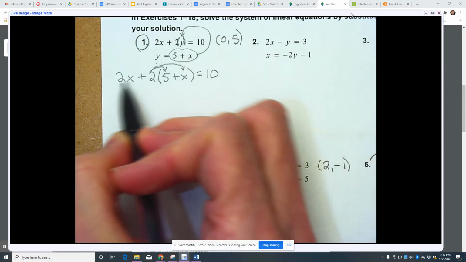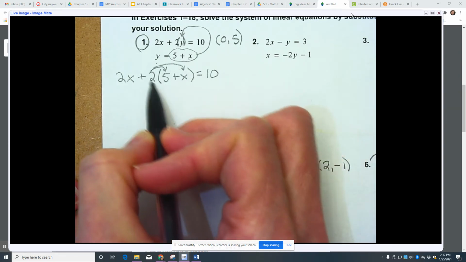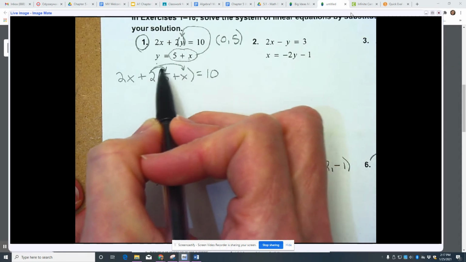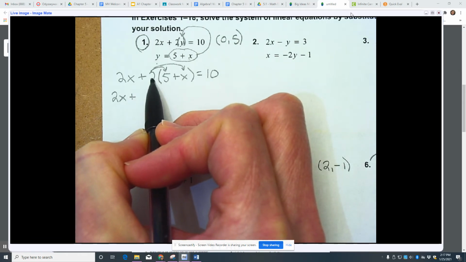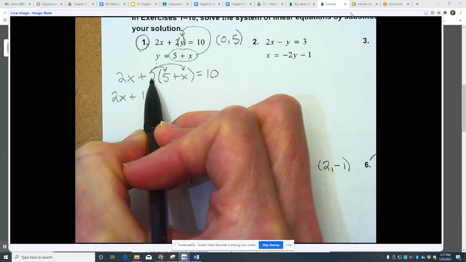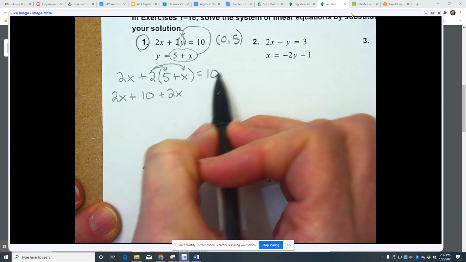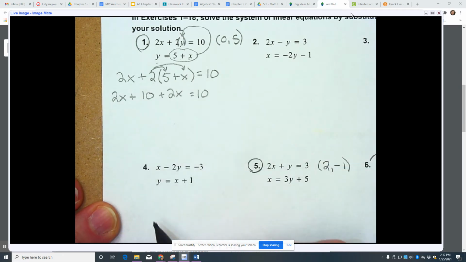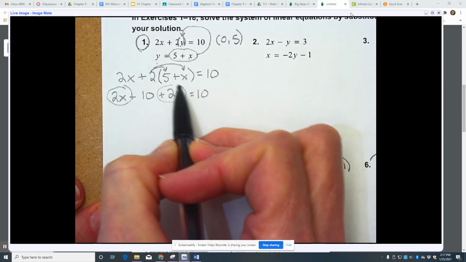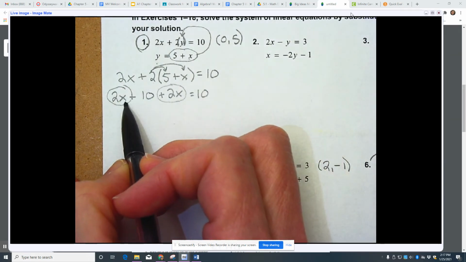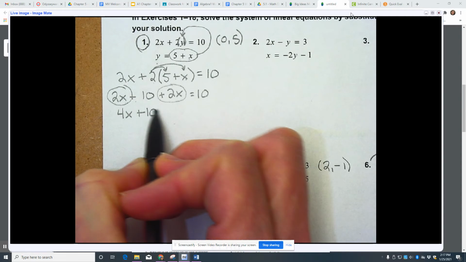Now we have an equation with all x's, so we can solve for x. Order of operations says do parentheses first, so we're going to do the distributive property here first. I'm just going to copy the 2x and the plus. 2 times 5 is 10. 2 times x is 2x. Everything's positive, makes it nice, equals 10. Now I see some like terms on the left side of the equal sign. 2x and 2x are like terms, so I'm going to combine those. 2x plus 2x is 4x, plus 10 equals 10.